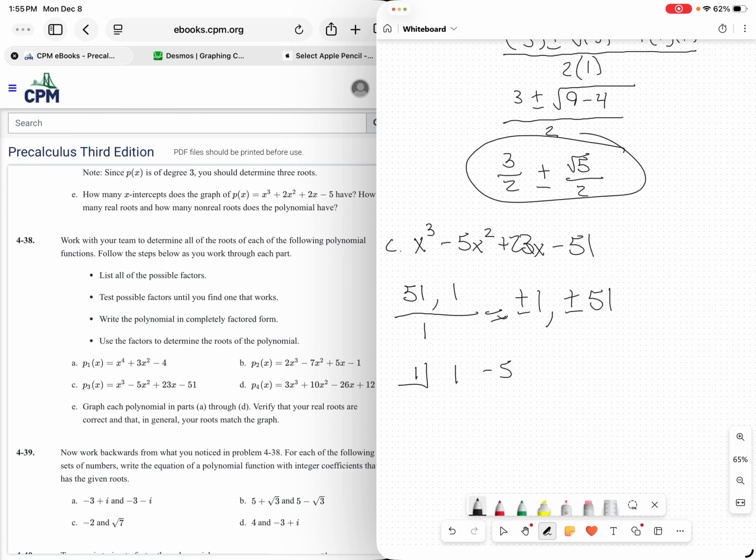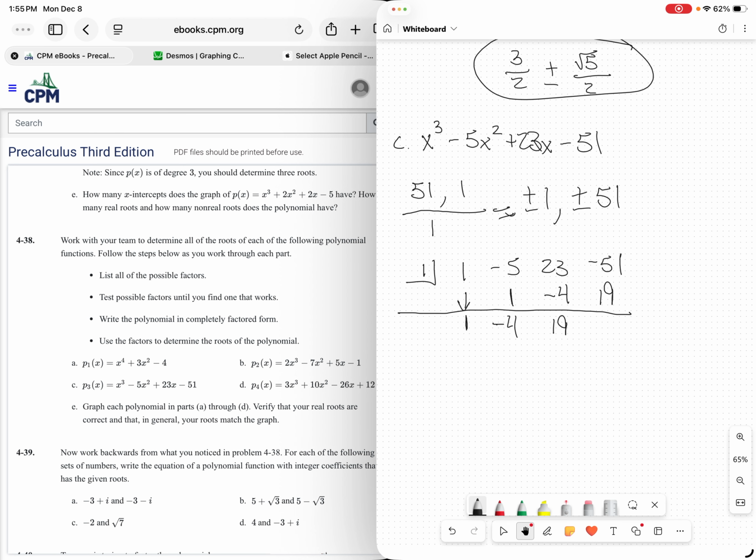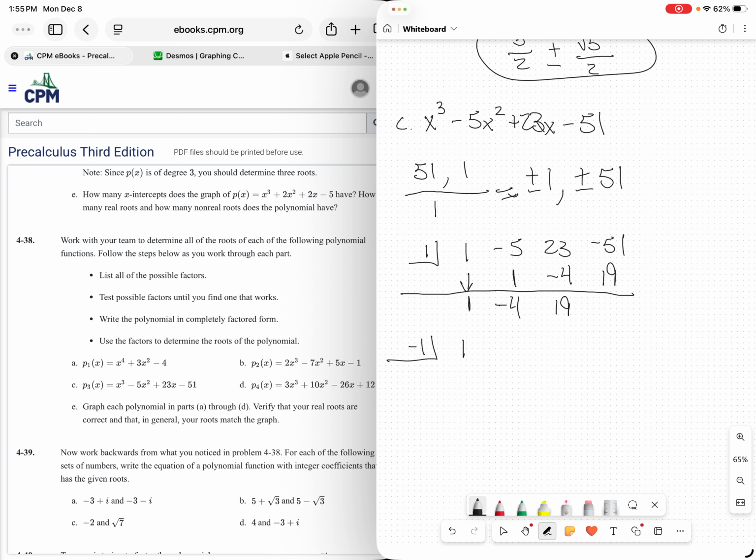So 1, negative 5, 23, negative 51. Bring down. 1 times 1 is 1. Negative 4. 23 minus 4 is 19. We obviously have a remainder. Let's try negative 1. Negative 6. 29. Again, we're going to have a remainder. Negative 29. We got a remainder.